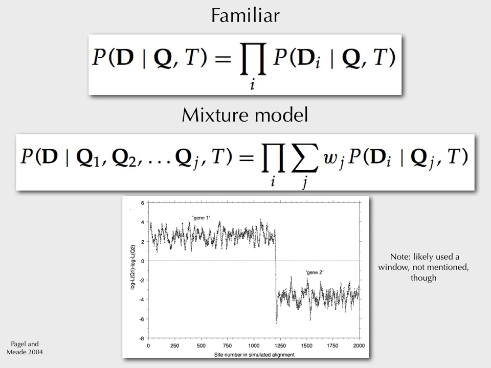So here's a case where they do this for a gene, which had two different rate matrices, and one rate matrix fit one gene better, and one fit the other gene better. They used the one for both.